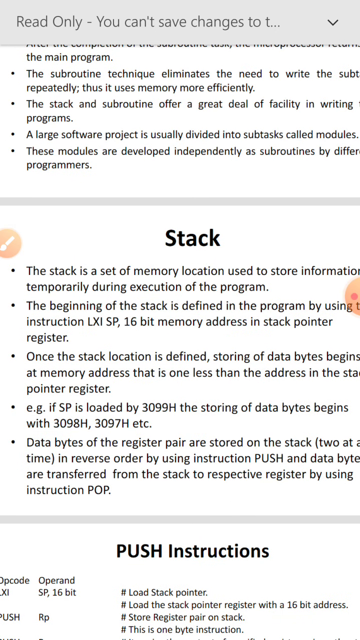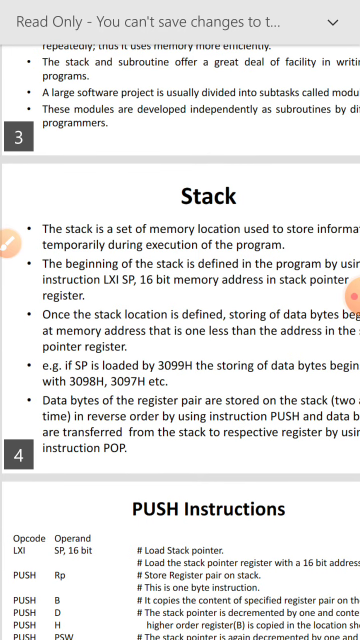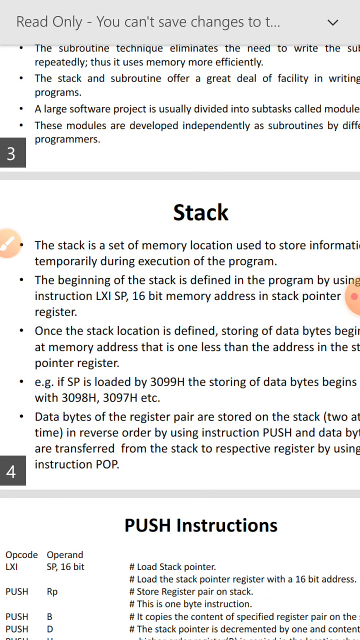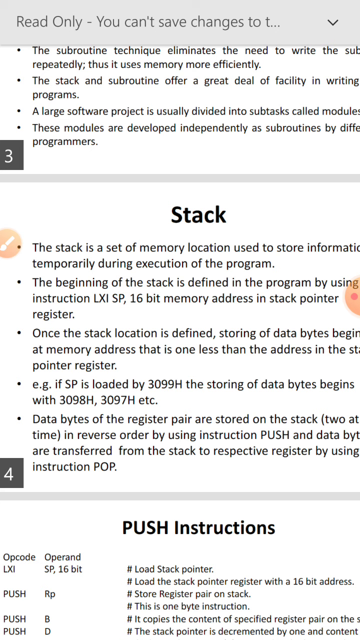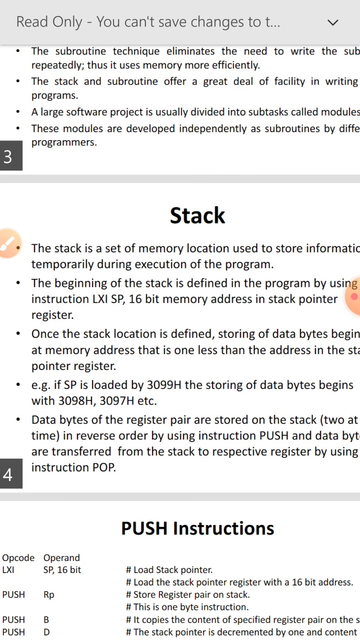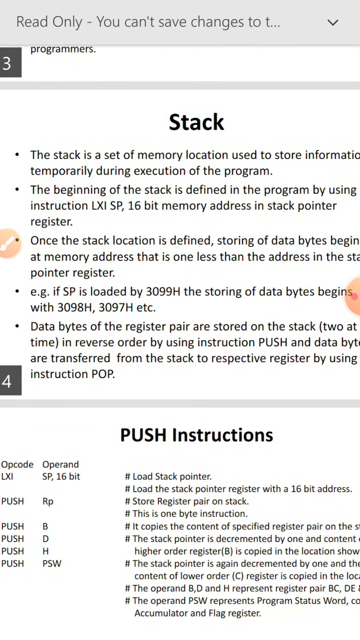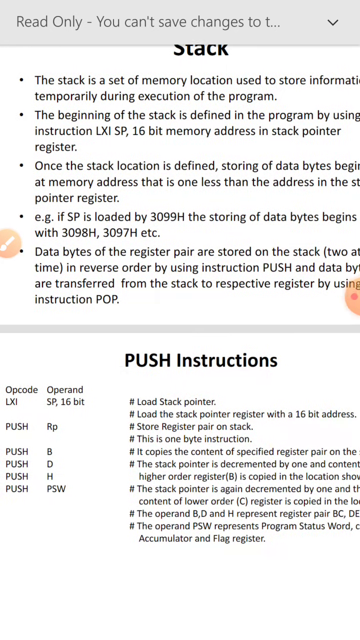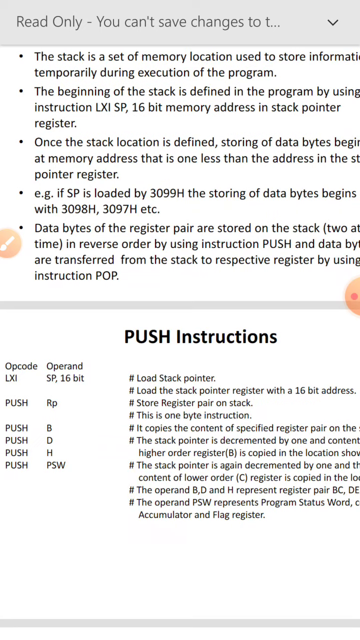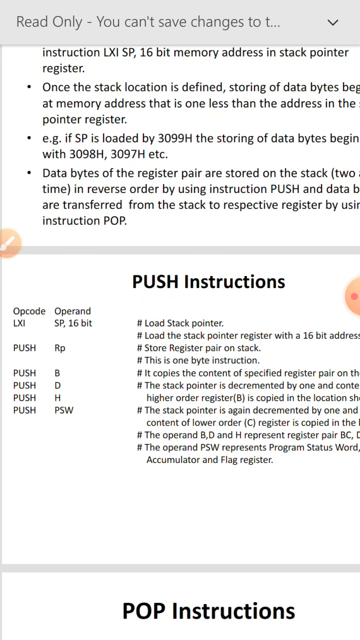So whatever data we want to put into the stack, the stack top location always remains empty, and whatever data we want to put into the stack is stored below the stack top location address. And I have already told you that the push instruction is used for putting the data into the stack or into the memory location, and the pop instruction is used for taking out the data from the memory location.